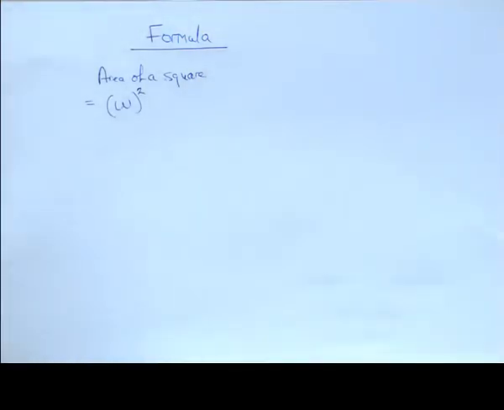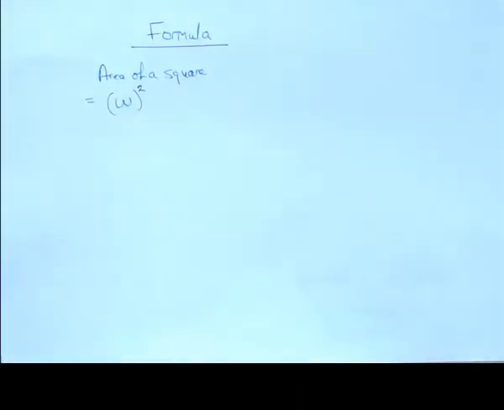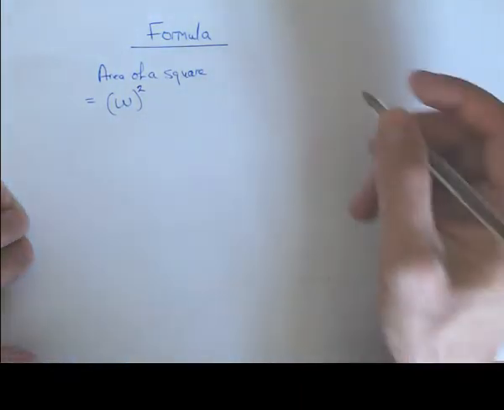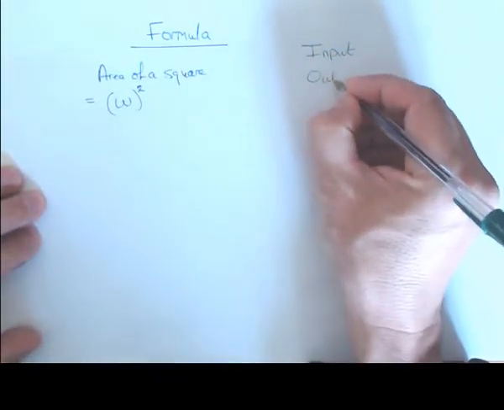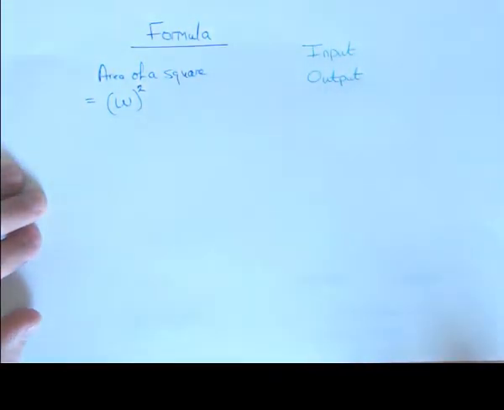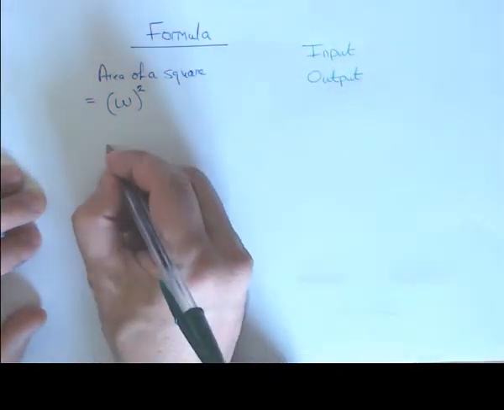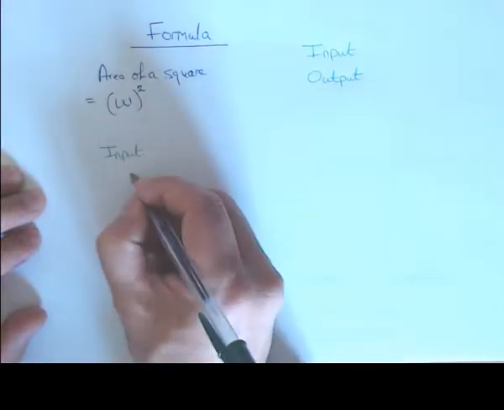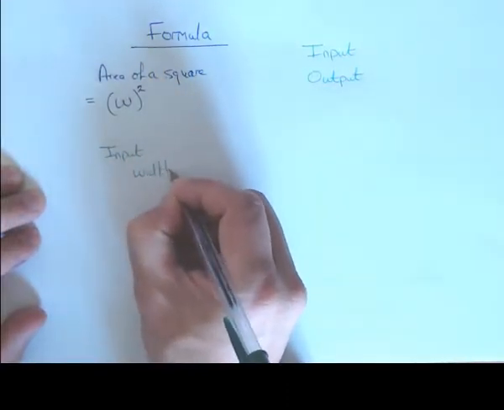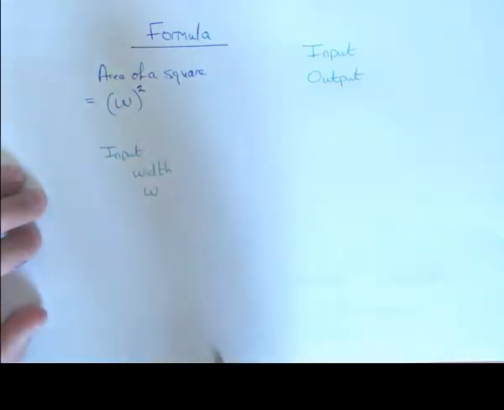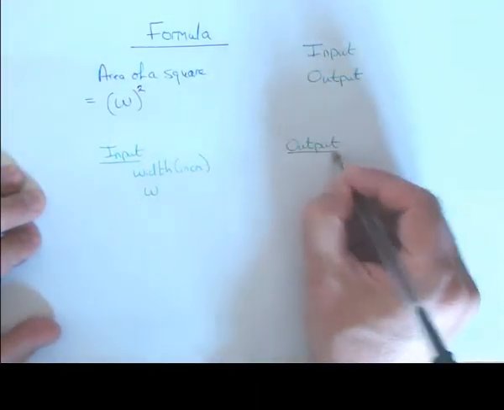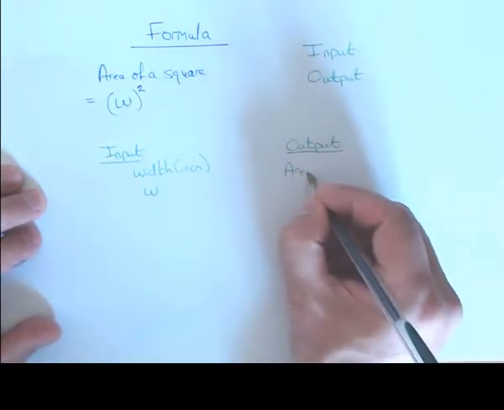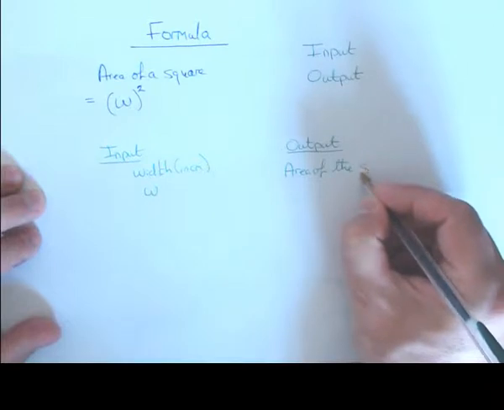What I want you to think about when you're thinking about formulas today, you've already practiced this lots in primary school, so we're looking at a new idea. We're going to be looking at the idea of having an input to the formula and an output from the formula. So what's the input to this formula? The input is the width, and we're using the letter W for that width in centimeters. What's the output of the formula? The output of this formula is the area of the square.